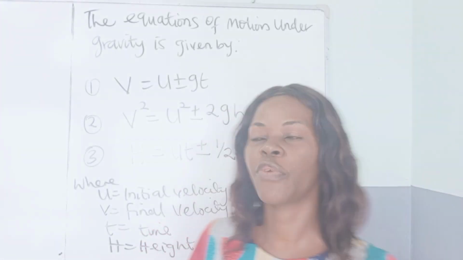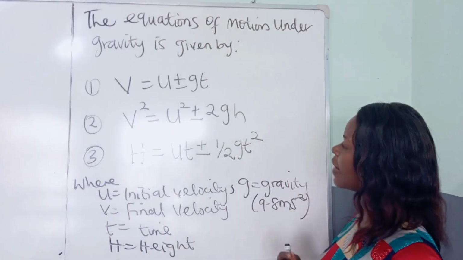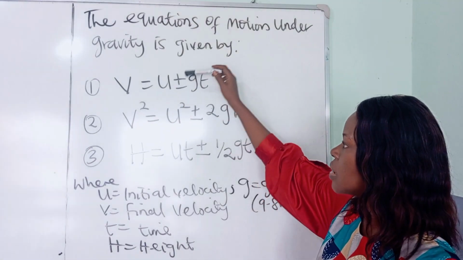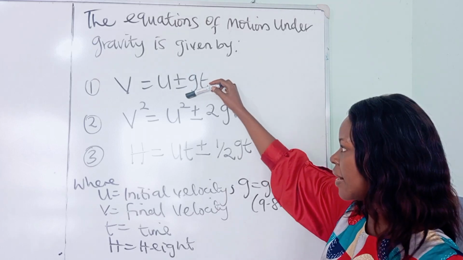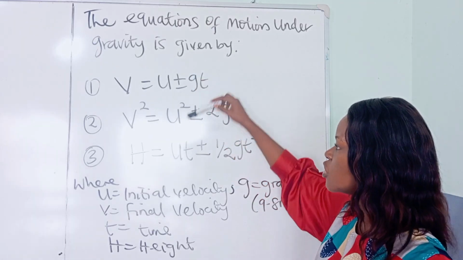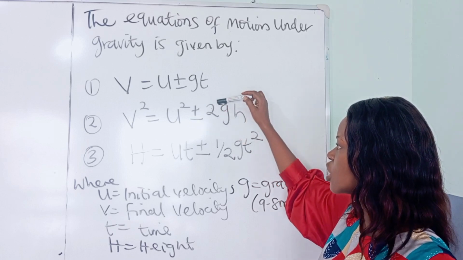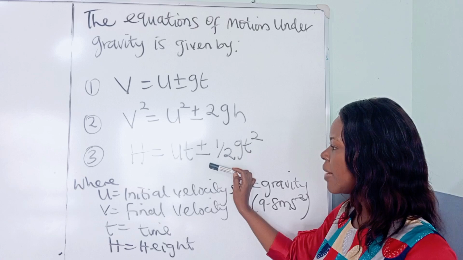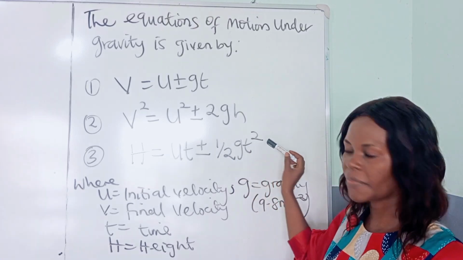So let's look at these equations of motion under gravity. And it's given by the first one, V equals U plus or minus GT. Okay? V square equals U square plus or minus 2GH. H equals UT plus or minus half GT square.